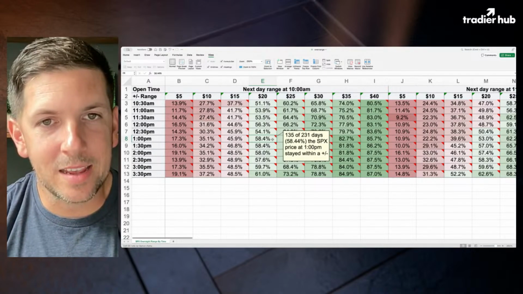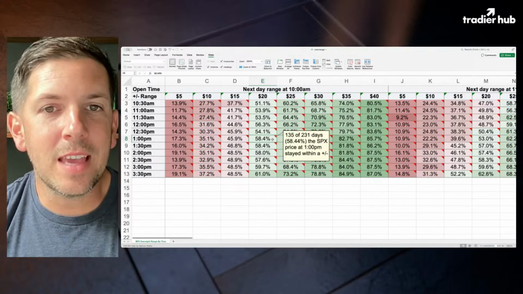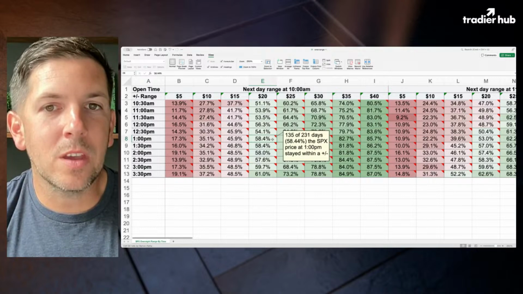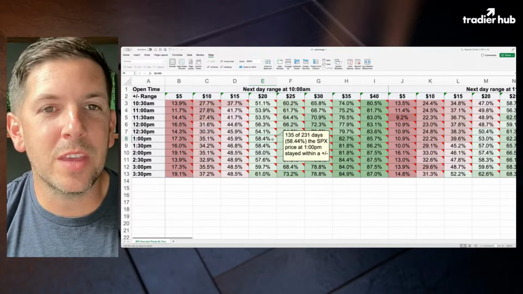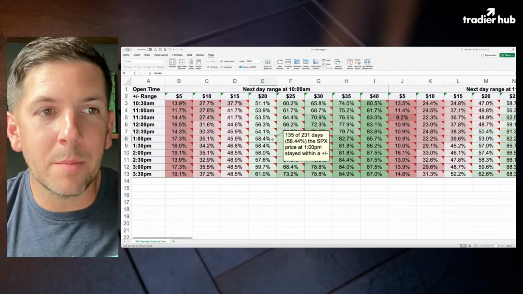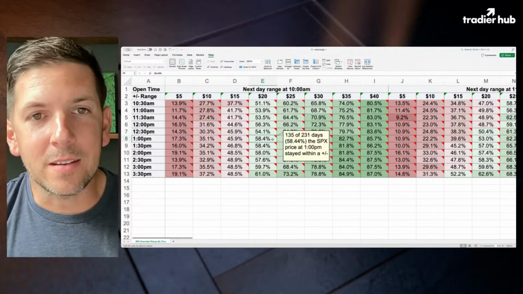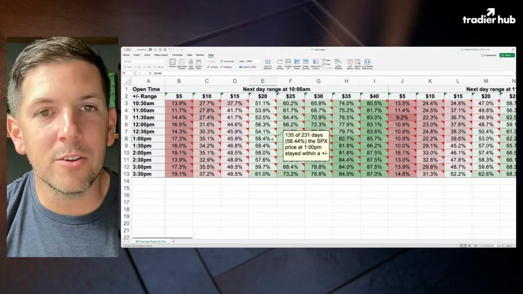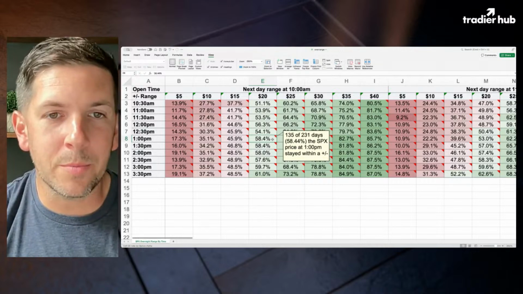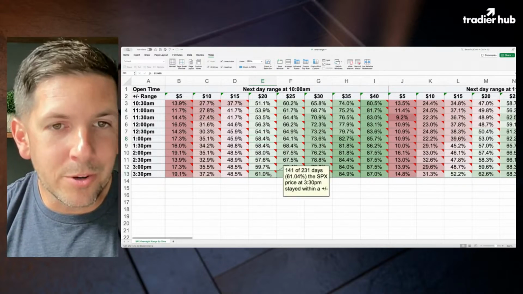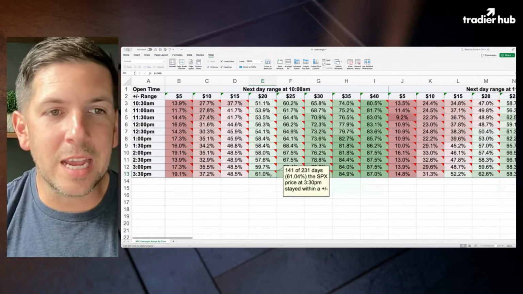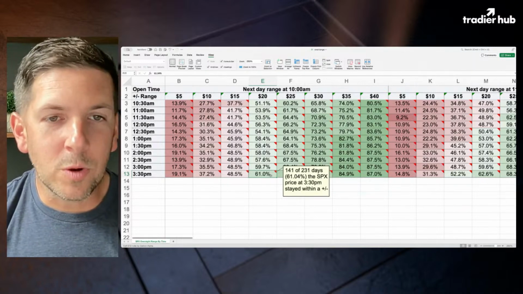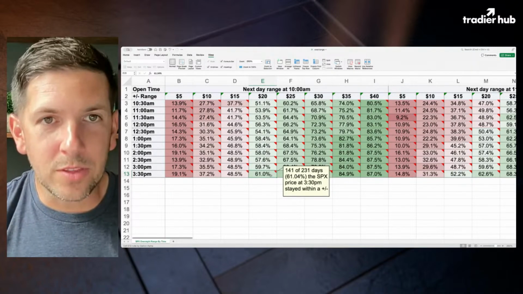the next day, then I would find that 58% of the time, the S&P price stayed within $20 of the 1 p.m. price yesterday. So again, 58% of the time, the S&P stayed within $20 of yesterday's 1 p.m. price. 61% of the time, the S&P stayed within $20 of yesterday's 3:30 price.